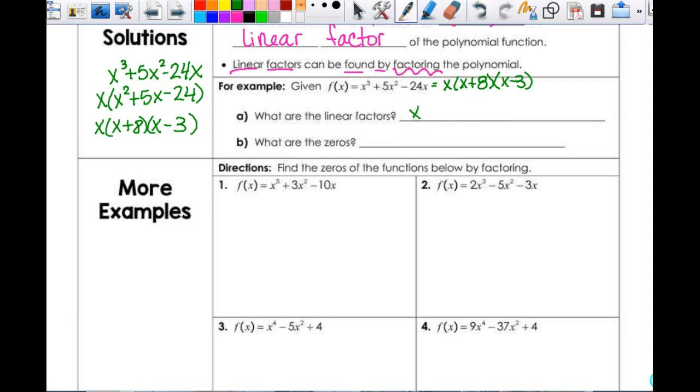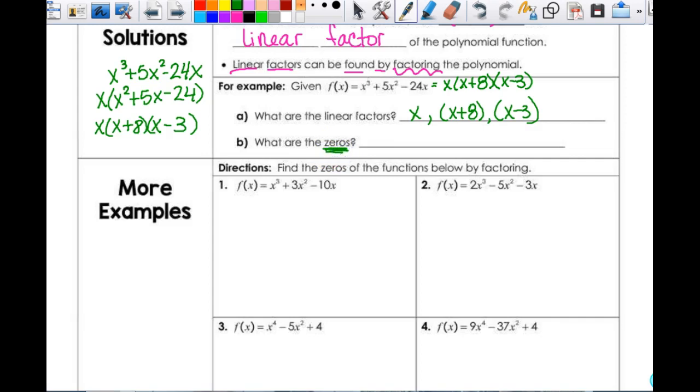So x is 1, because it says, what are they? It's not asking me for this. So x, and then x plus 8 is another linear factor, and then x minus 3 is another linear factor. Okay, so I've got 3 linear factors. So since those are my linear factors, my zeros, okay, now it's asking me for zeros.